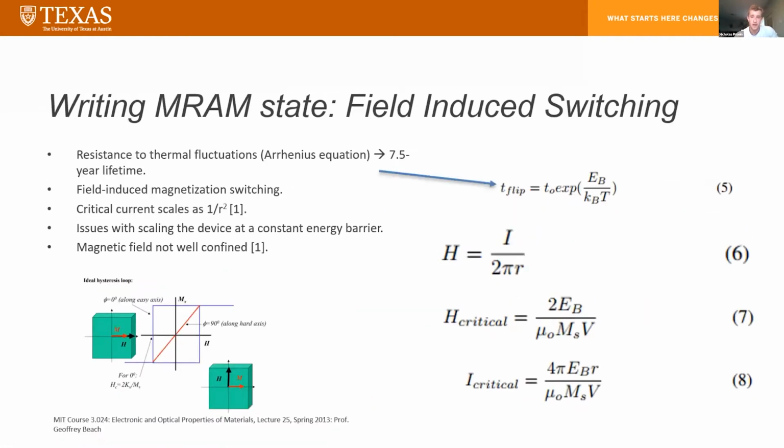But in terms of the thermal lifetime of MRAM, it's basically characterized by this Arrhenius-like equation where T naught is a material parameter and E_B is the energy barrier height. For typical values, this is on the order of 7.5 to 10 years, so it's a pretty effective non-volatile memory.